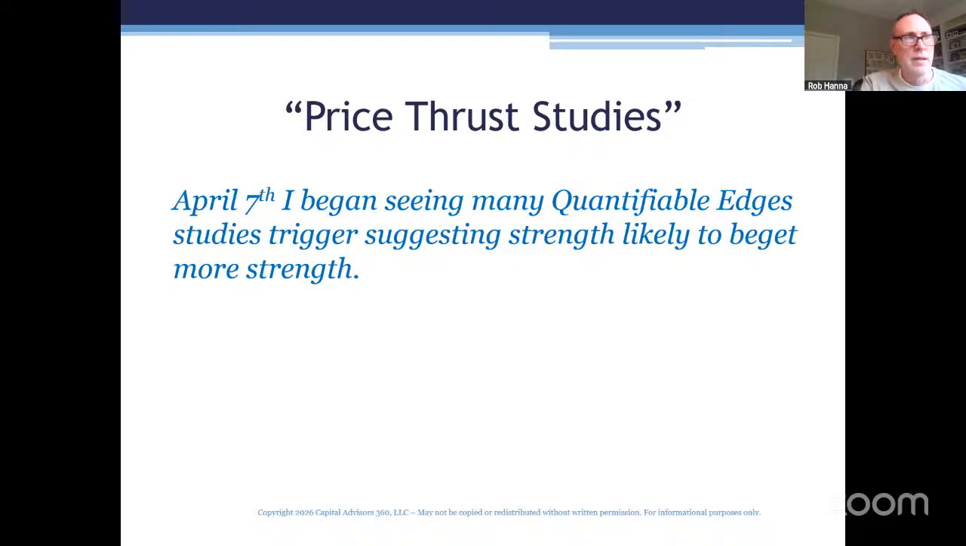And what often happens is that when the market gets overbought, you start to see odds saying, hey, it's likely to pull back. It's too overbought, it's going to pull back. Well, when overbought becomes overbought enough, then that changes. Rather than overbought likely to pull back, it becomes strength is likely to get more strength. And so starting on April 7th, I started seeing many of these studies.